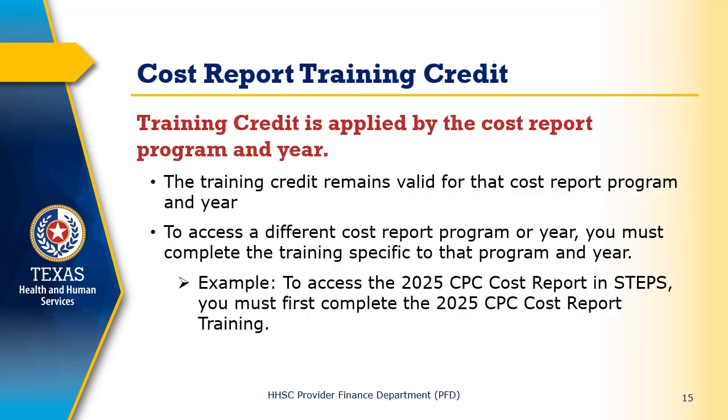Cost report training credit. Training credit is applied by the cost report program and year. Once training is complete, the credit awarded remains valid for that cost report program and year. To access a different cost report program or year, you must complete the training specific to that program and year. Example, to access the 2025 CPC cost report in STEPS, you must first complete the 2025 CPC cost report training.